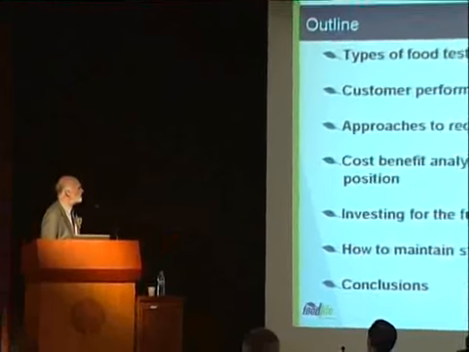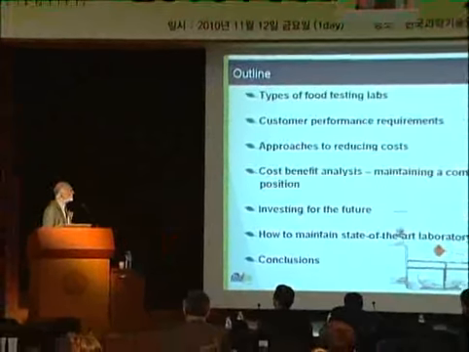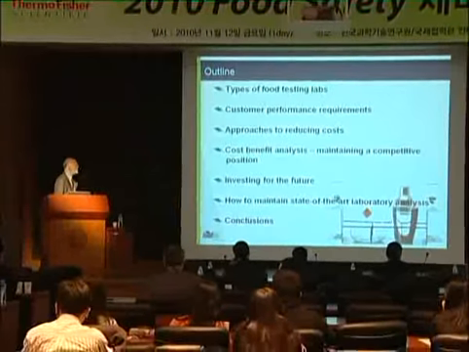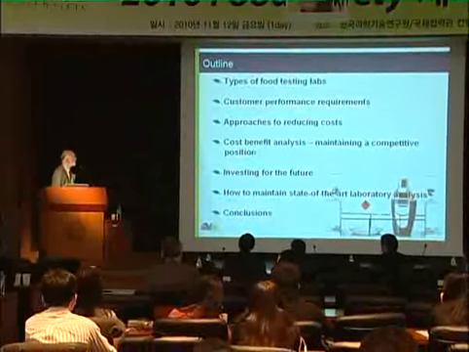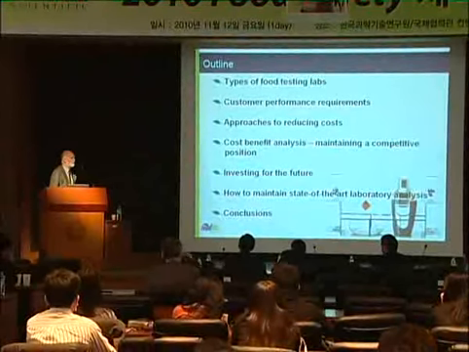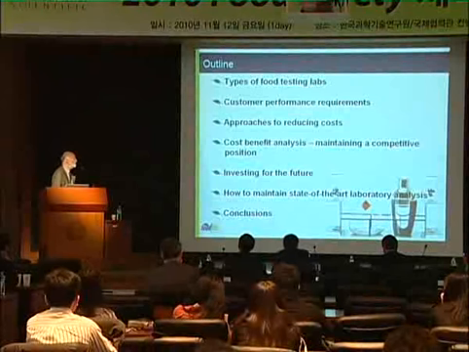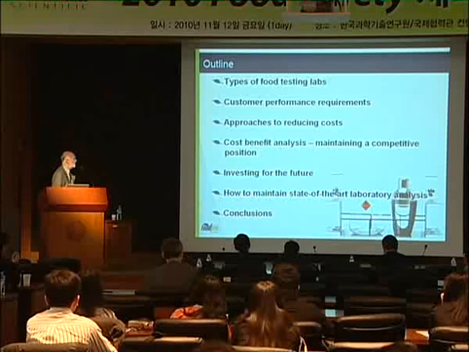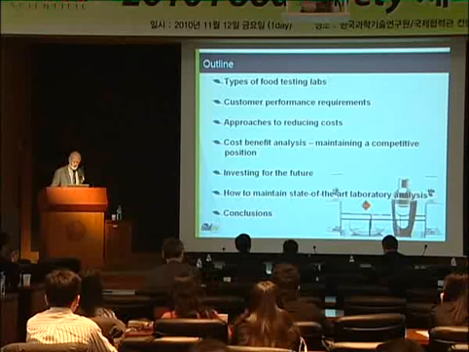So the outline of the talk, first of all, is to look at a little bit about different types of food testing laboratories, look at some of the factors that are important in terms of food testing, then discuss some issues related to reduction of costs in terms of running the lab. I'll look at a couple of examples of cost-benefit analysis. I'll talk a little bit about the Food Safety Response Centre we have in Dreieich in Germany, and then conclude by talking about investing for the future, which is really how you maintain a state-of-the-art laboratory in the analysis area.